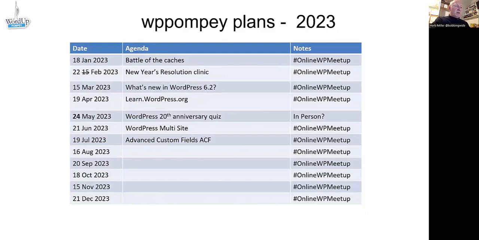Next month, I hope we might have an introduction to learn.wordpress.org. And then in May, we can get an in-person meeting on the 24th of May, go down to Gun Wharf in Portsmouth. A bit of a long way for you to go, Chris. Yeah. But we could have something. We'll have a 20th anniversary quiz. That's cool. Some questions will be easy and some questions will be hard.